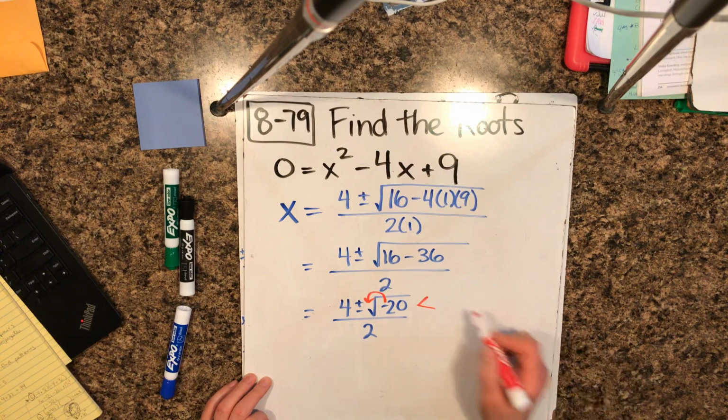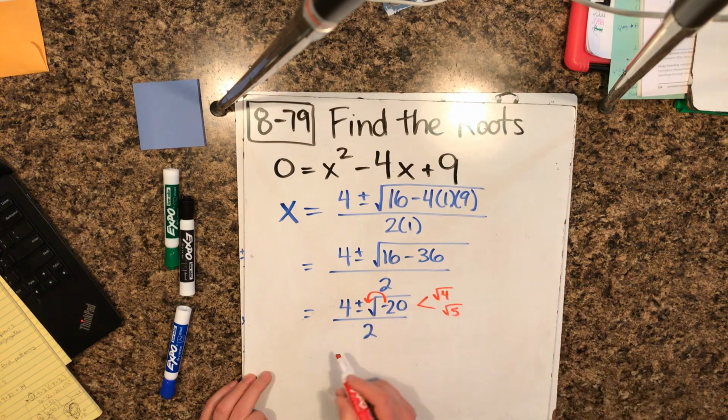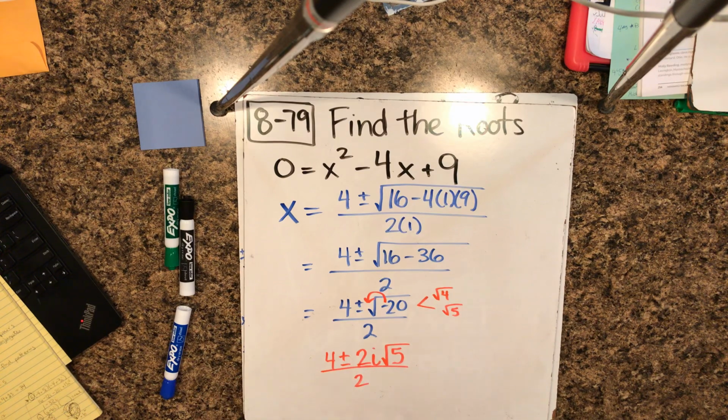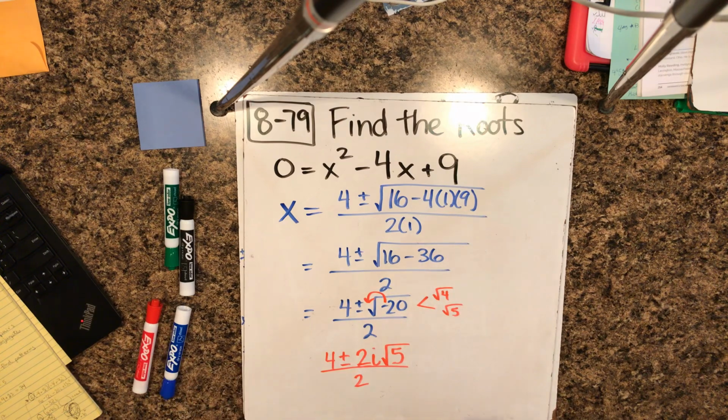We know that the square root of 20 is really the square root of 4 times the square root of 5. So I'm going to have 4 plus or minus. Square root of 4 is 2. We've got the negative i. And then square root of 5, I can't simplify any further. All over 2. Okay, but we never leave a complex number in this form. Okay, we have to divide out the 2.